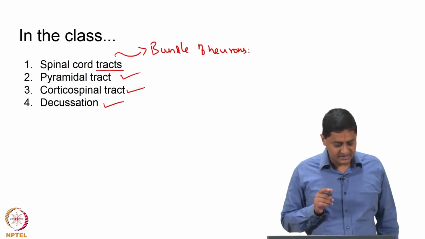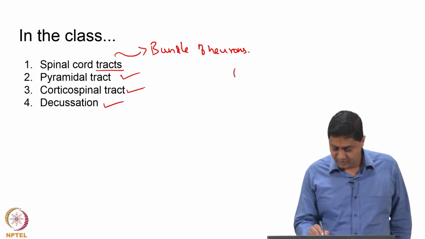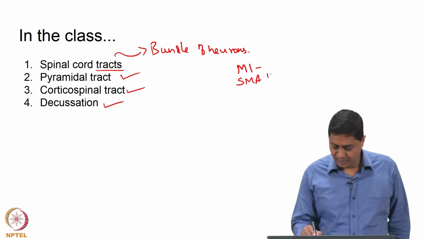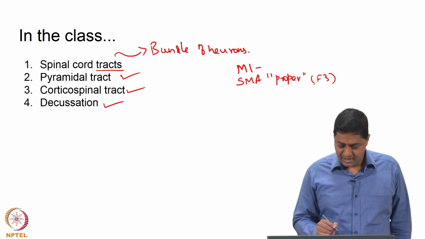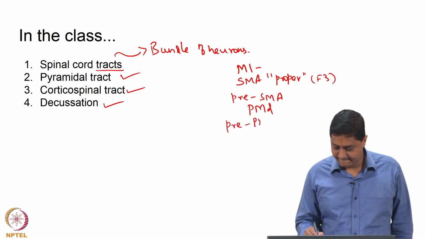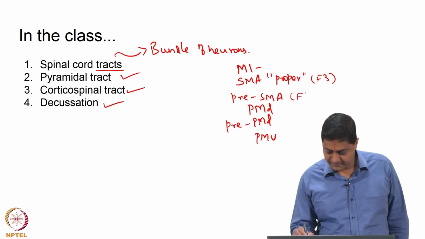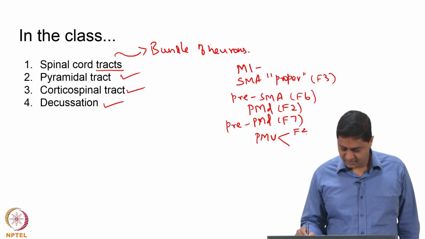First of all, before we proceed, let us discuss the previous class. What are the various motor related regions in the cortex? Let us remind ourselves. One is the primary motor cortex, M1. Then the SMA proper, the supplementary motor area proper, also called area F3. Then the pre-supplementary motor area, the dorsal premotor area, the pre-dorsal premotor area, and the ventral premotor area. The pre-SMA is area F6, the dorsal premotor area is F2, the pre-dorsal premotor area is F7, and the ventral premotor area is divided into two areas, F4 and F5.